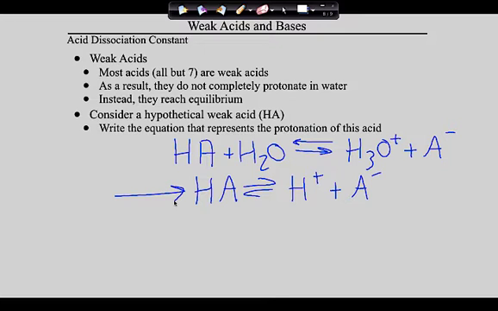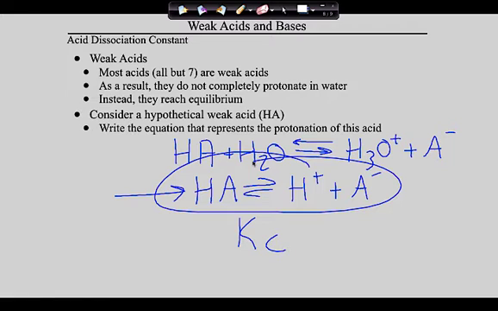So guys, regardless of the one that you wrote down, here's what I now need you to do. Write the Kc expression for this one. Whether you wrote the top or bottom one doesn't matter. Write the Kc expression for the bottom one.